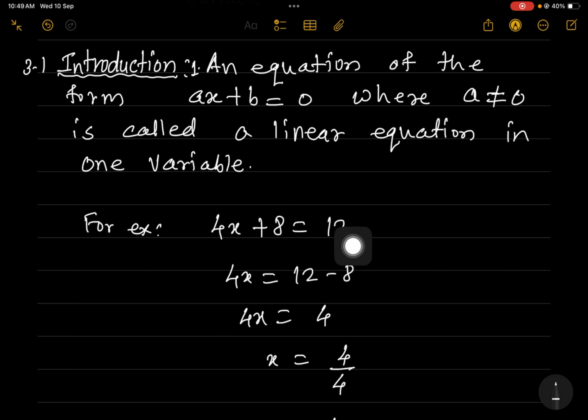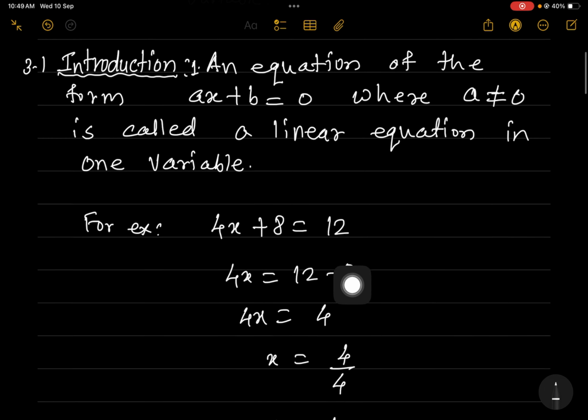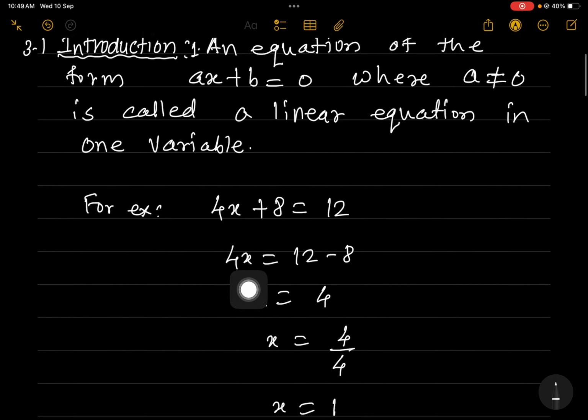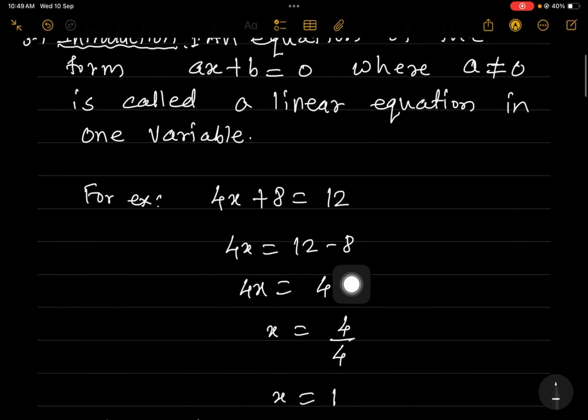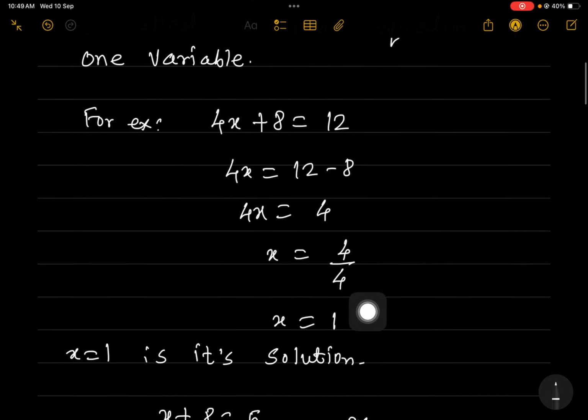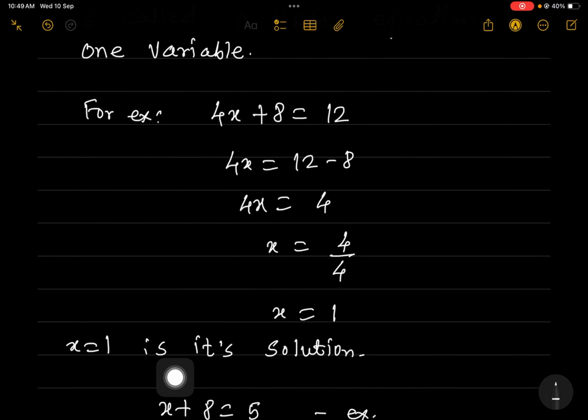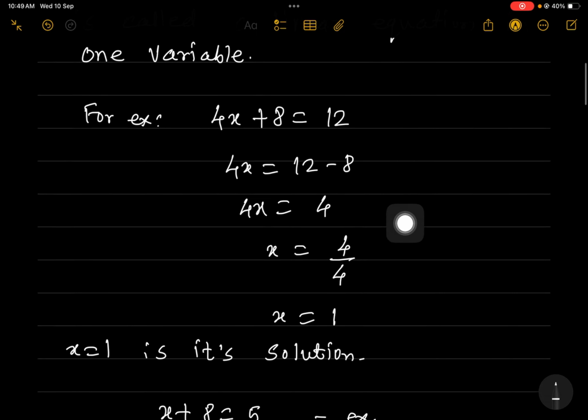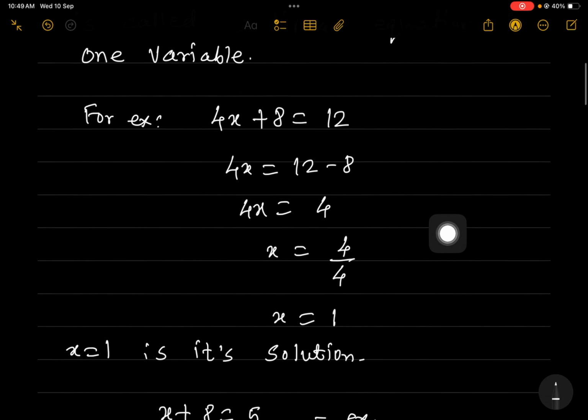4x plus 8 equal to 0. x is only one variable, so it is a one variable equation. If you are solving this, the plus 8 comes to this side, so it becomes minus 8, and 4x equal to 12 minus 8, 4. 4x equal to 4, x equal to 4 upon 4, which means 1. Simple. x equal to 1, it's a solution. This is the solution of a one variable equation.